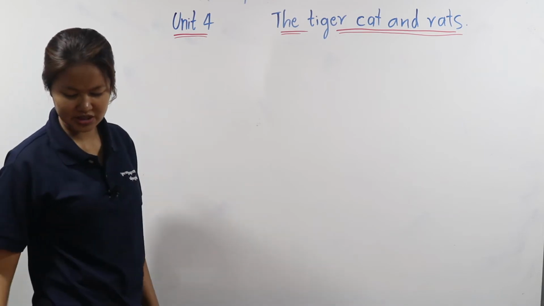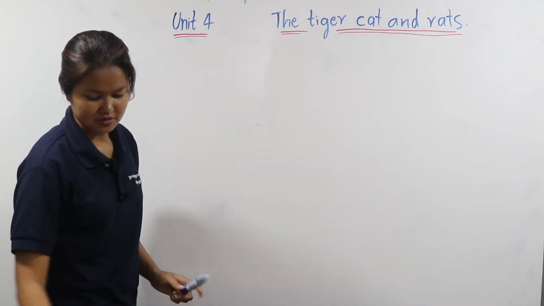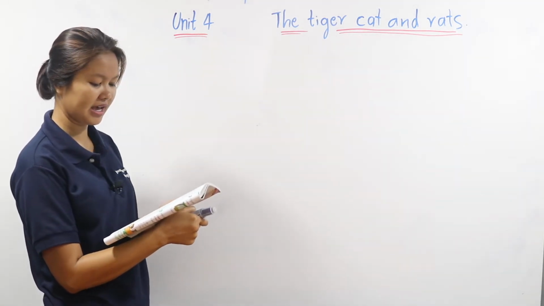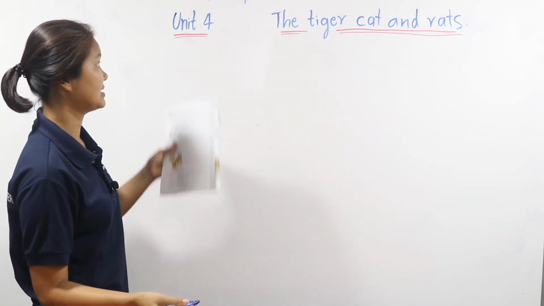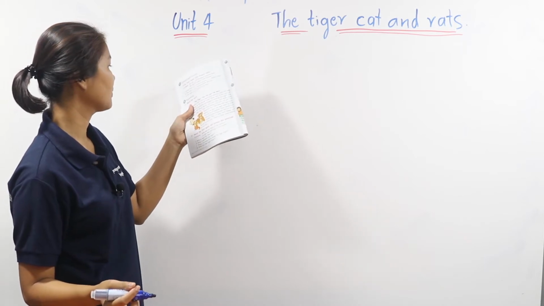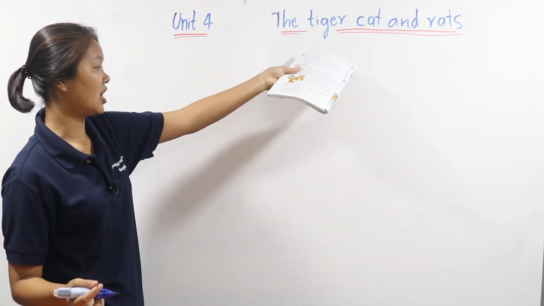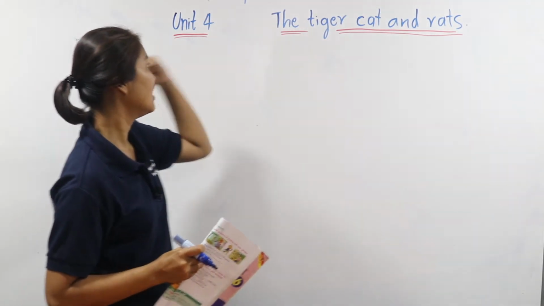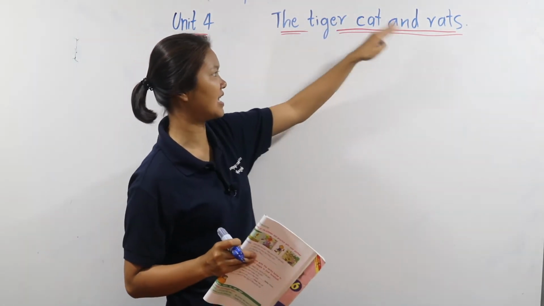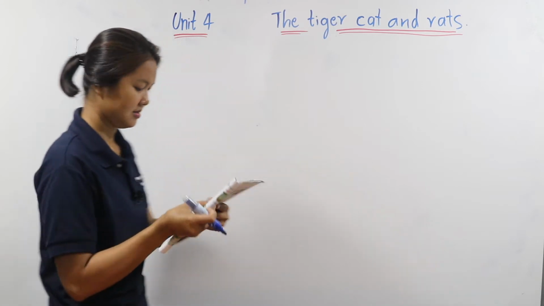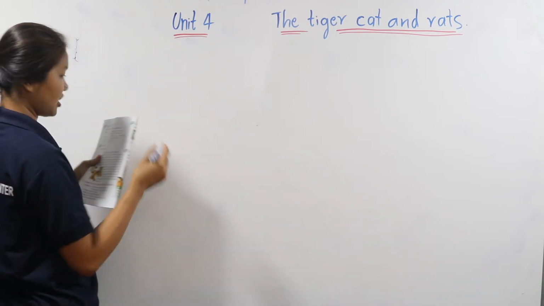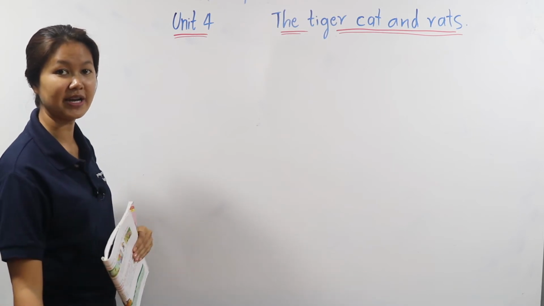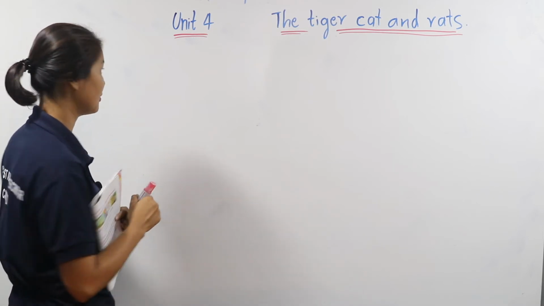Okay, so reading. The title is The Tiger, the Cat, and the Rats. It's similar with, I think, yeah, it's just the same. They just add the tiger, the cat, and the rats. So now I will just copy the text for you, and please write down into your notebook also.